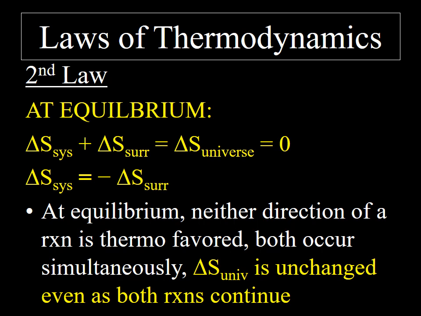However, because we're at dynamic equilibrium, both reactions still occur simultaneously. It's just that no one is going faster than the other. Their rates are the same. So they're both occurring, but you're at equilibrium. You don't have a net change in either direction. Therefore, the entropy of the universe is unchanged. Even though both reactions are happening, the net change in the entropy is 0. So that's why delta S system equals negative delta S surroundings at equilibrium.